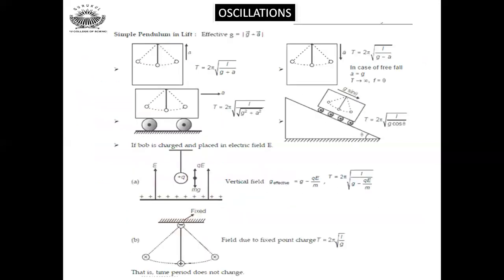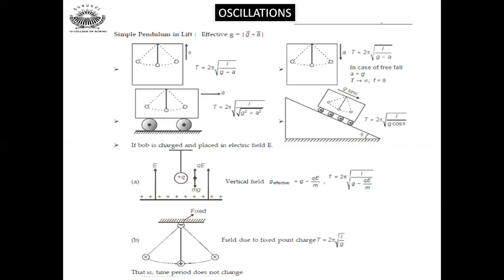So this is how we have different cases. Simple pendulum in a lift: T equals 2π root of L divided by (g plus a) when moving upward, and when moving downward, it will be L by (g minus a). So in case of free fall, a will be equal to g, T will be equal to infinity, and f will be equal to 0.